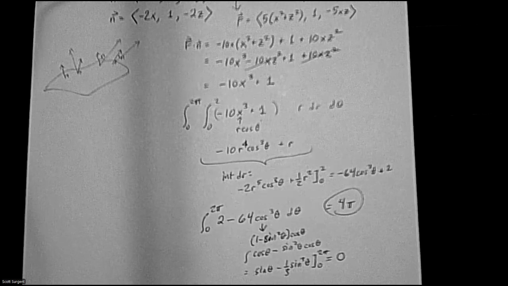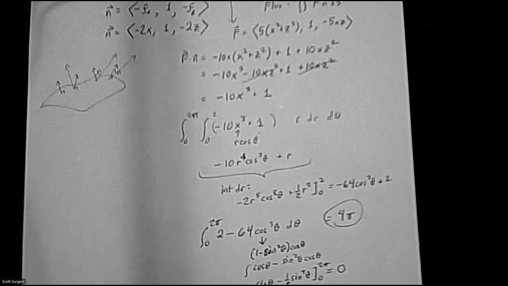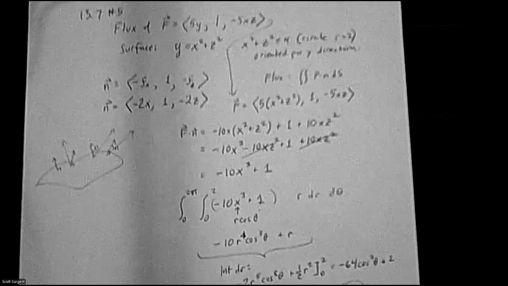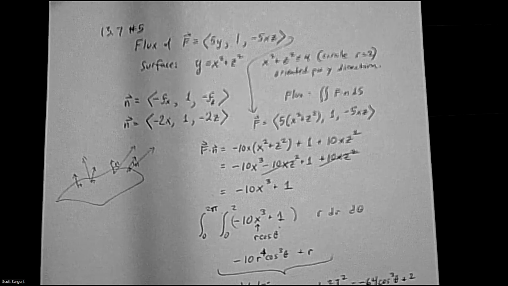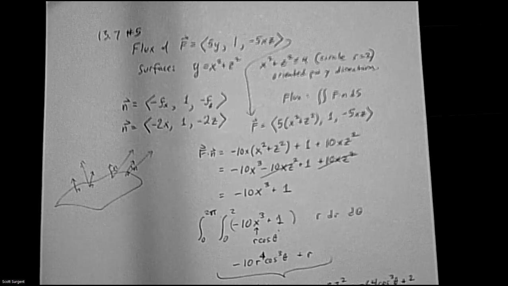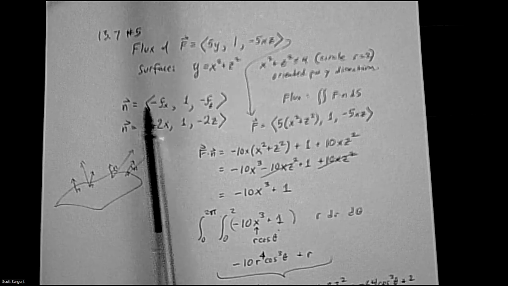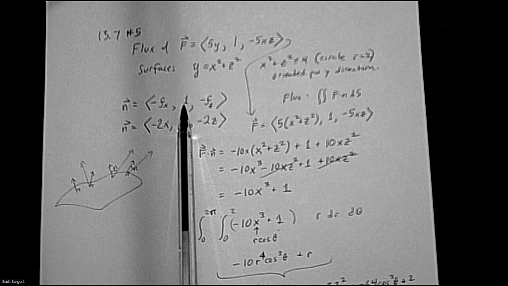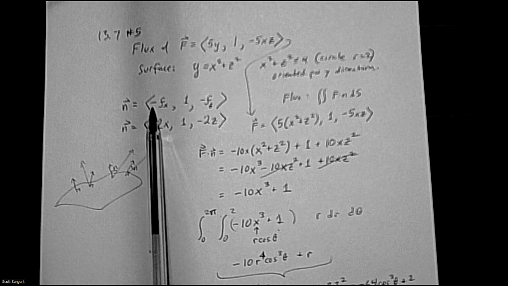This one is a pretty hefty one because there's some unavoidable algebra that we just have to deal with. So let me go back to the original problem here. Let's just review. You're given a vector field, you're given a surface. The surface is written explicitly in terms of y, so that means we can use this little trick right here of finding the normal vector. We were told that it's oriented in the positive y direction. That means that's a 1, and that means these guys have to be negative.